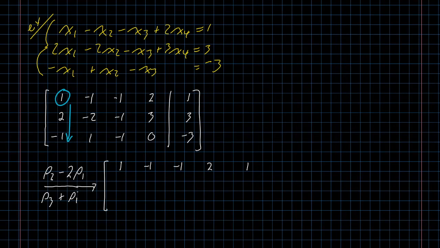My second row, I'm taking row 2 minus twice row 1. So 2 minus 2 times 1 is 0. Negative 2 minus 2 times negative 1 is 0. Negative 1 minus 2 times negative 1 is negative 1 plus 2, which is positive 1. Then I've got 3 minus 4, which is negative 1. And I've got 3 minus 2, which is positive 1.